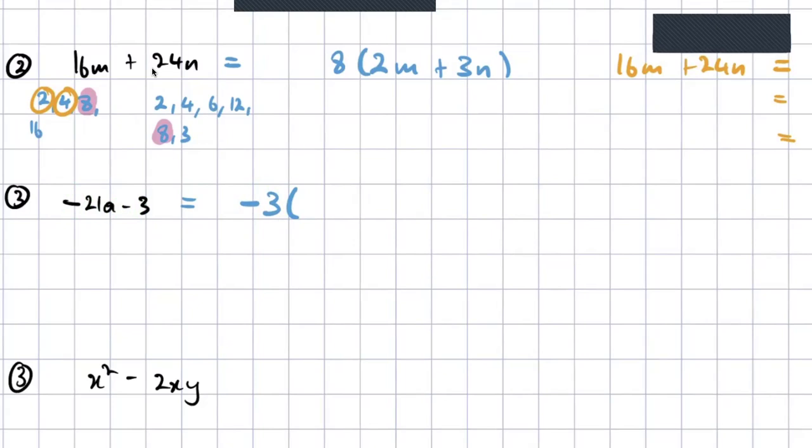Okay, this is a bit of a heed my words moment. Ignoring the negatives for just one moment, I want you to look at 3 times what gets me 21, and the answer there is 7.